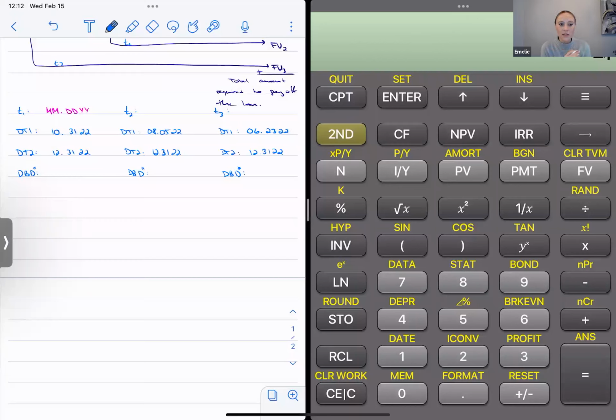To get to the days between dates calculator, you have to use the date function, which is a second function. So you hit second date, and it'll show up with date 1. Now I'm just going to work through these. Date 1 is going to be 10.31.22. Remember, it doesn't store it until you hit enter. So enter. Now it has that equal sign and it's adjusted it to the proper date format. That happens quite often: you forget to hit enter, and then you move away and it goes back to whatever it was before.